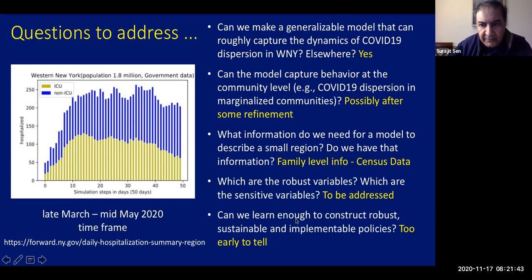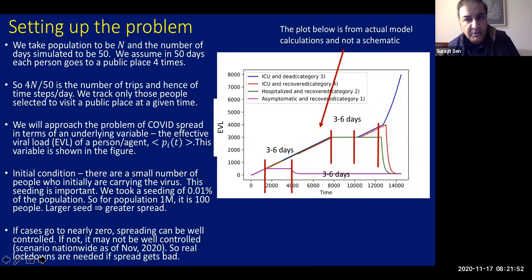And can we learn enough to construct robust, sustainable, and implementable policies? That's too early to tell. So let's move on. And you can stop me anytime, okay, if you have a question. So I can't see each of you when I do this presentation. I'm only looking at my screen and talking.